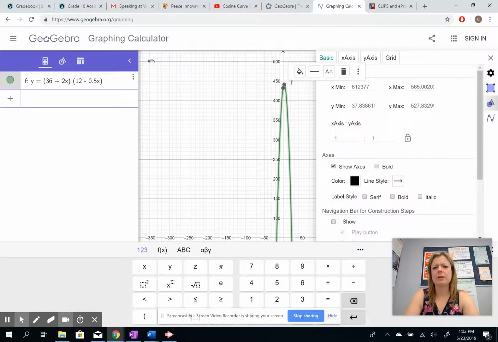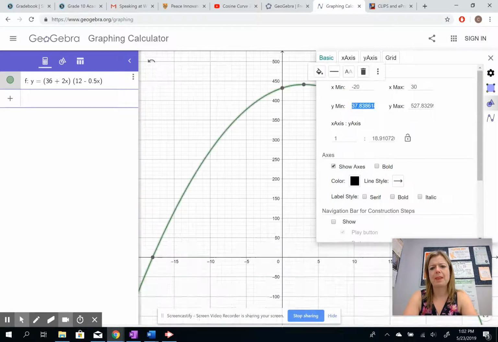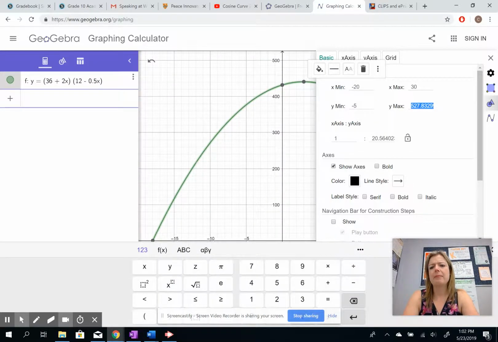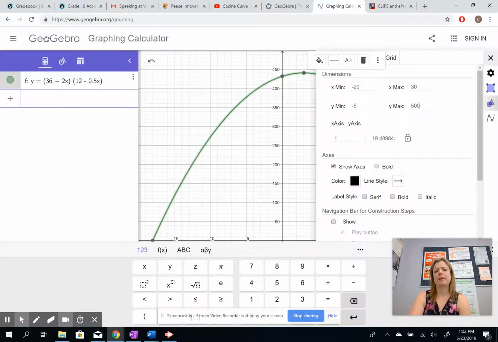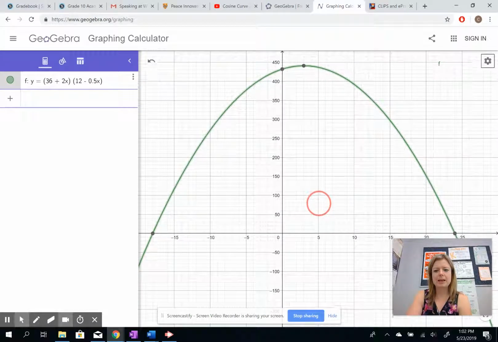So we just want our X min to be minus 5, let's say. Actually, we'll do minus 20 to positive 30. And our Y min can be negative 5. We don't really need much below 0. And our max can be 500. Okay. So here we can see pretty much the whole parabola.